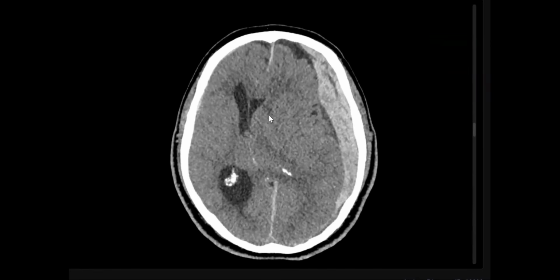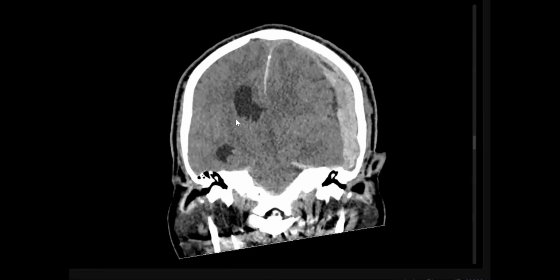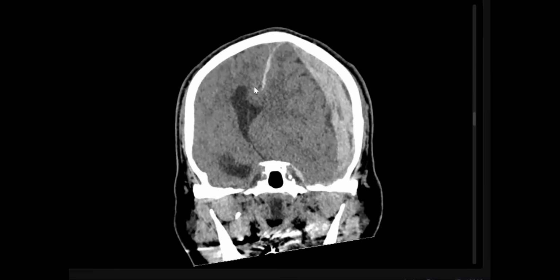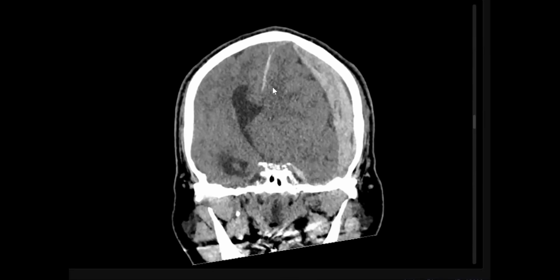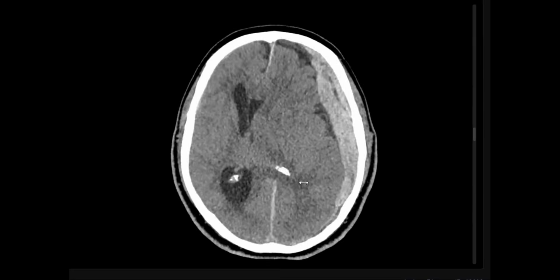And this is subfalcine herniation. Excellent. Very good. Since we have a contralateral dilatation of the ventricle, definitely we have one type of herniation, the commonest type, which is called subfalcine herniation. Any other herniation?